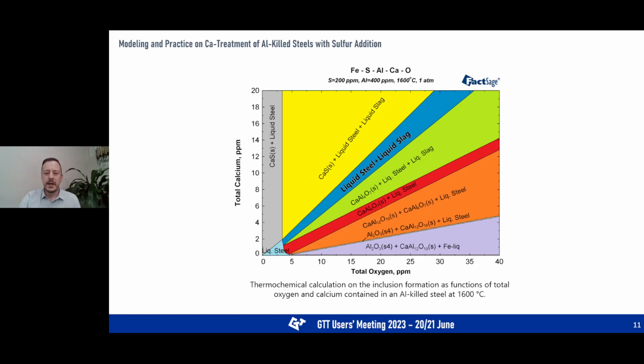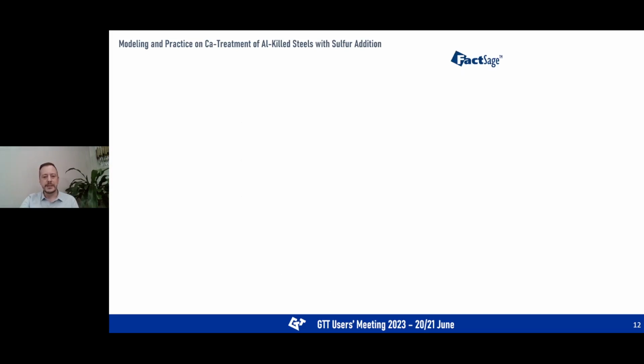As can be seen, the blue colored area, which is also called the slag window, is where all the inclusions are liquid, and this area is narrow due to the solid calcium sulfide and calcium aluminate formations at different calcium and oxygen levels. As the graph shows, when sulfur is included in the system, we have to work in very narrow space.